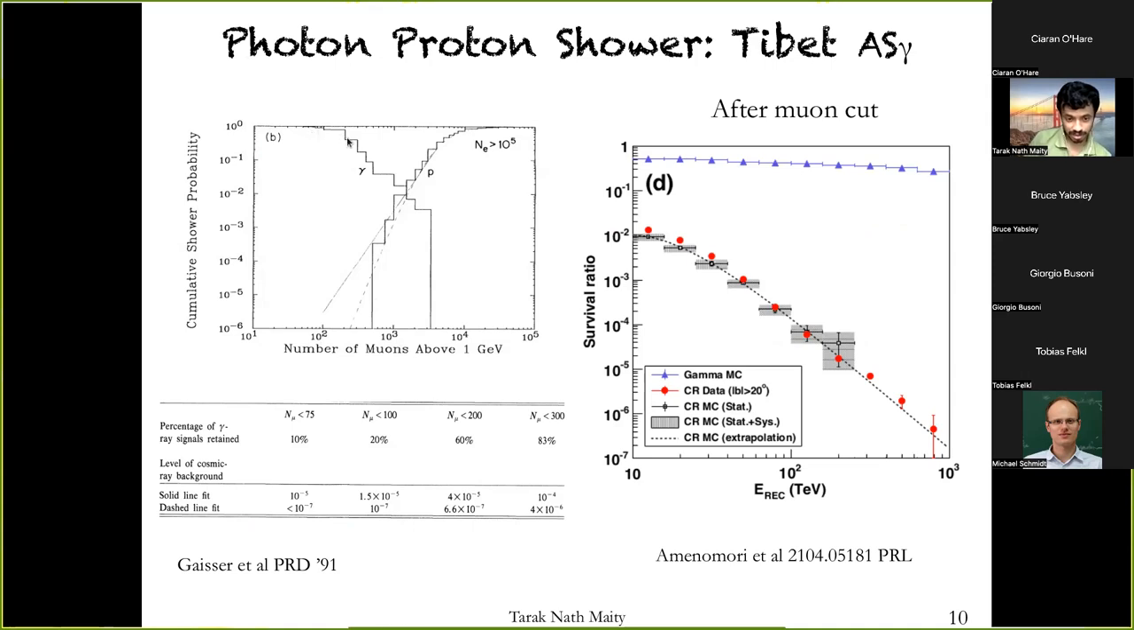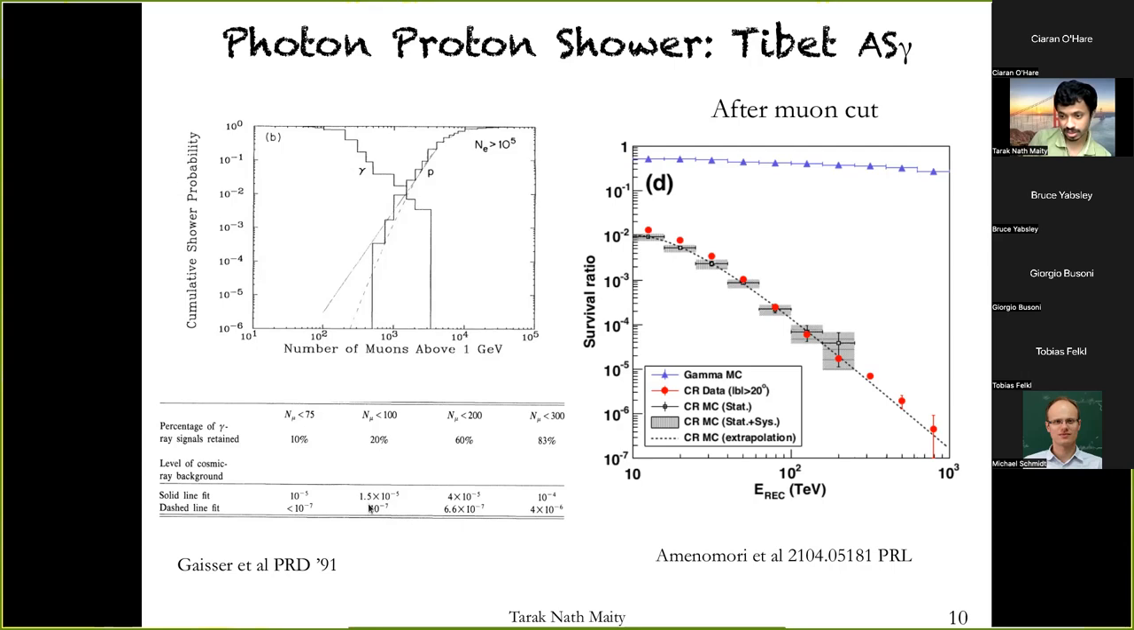The probability of getting muons from the gamma ray shower is depicted by this line, and the probability of getting muons from the cosmic proton shower is depicted by this line. So let's say in the experiment, if you put a cut over here, and you are observing a muon number of less than 100, then essentially you are keeping 20% of your gamma ray flux, but leaving a large part of the cosmic ray shower.